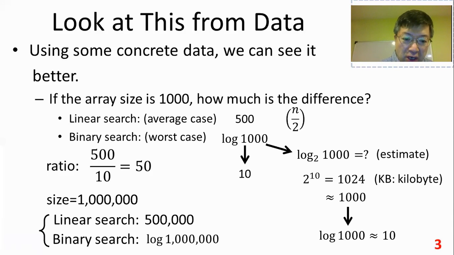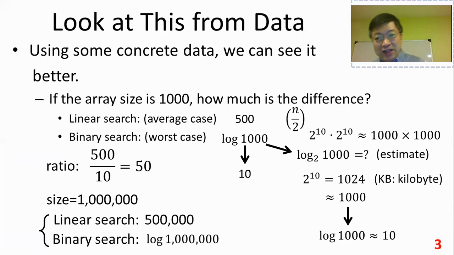Binary search, log base 2 of 1 million. What's that number? We need to figure it out. Just use the previous method, but we need to modify it a little bit. So let's make this observation: 2 to the 10th times 2 to the 10th is approximately equal to 1,000 times 1,000. So that's 1 million.